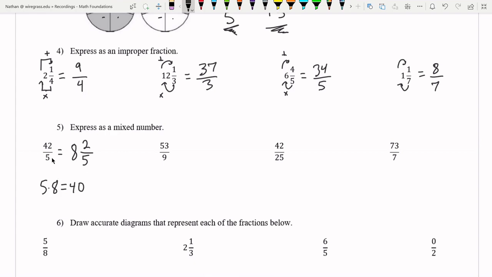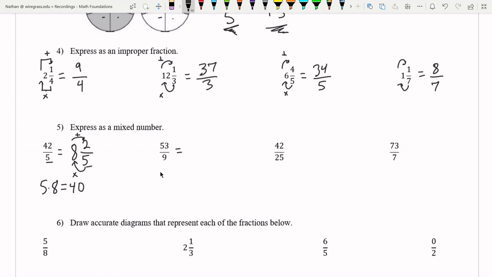So what I've done here is I've said 5 can go into there 8 times evenly, and I'm going to take this whole part out of what I've got in the numerator, and that leaves me with 2 as a remainder. So 8 and 2/5. The nice thing about this is that you can always check your answer by doing the algorithm I showed you. 5 times 8 is 40, and then add it to the numerator, we get 42 over 5. So I've done the work correctly. Whenever you're doing this, make sure you have the same denominators.